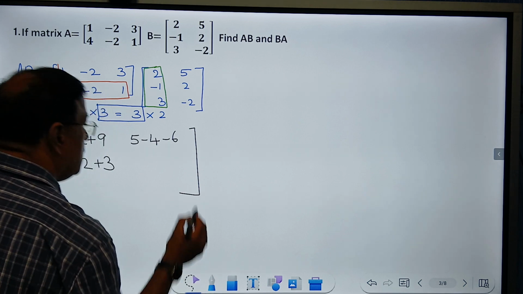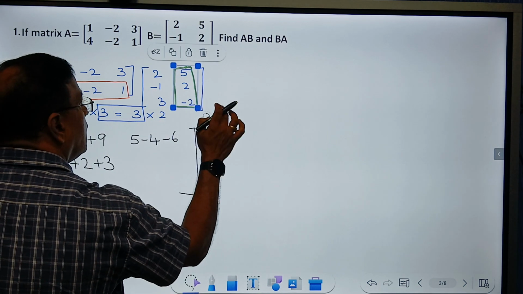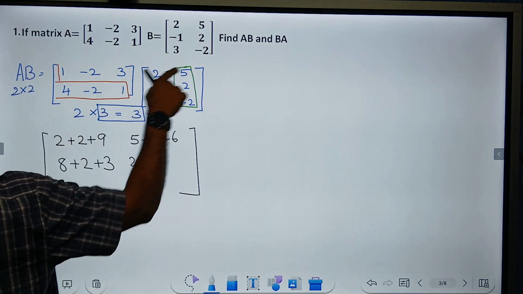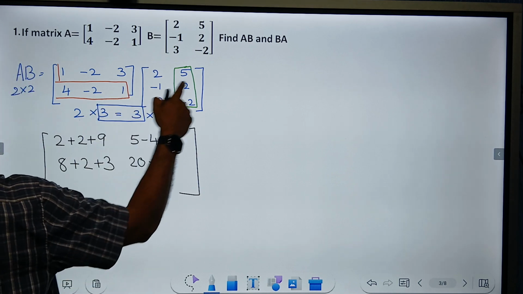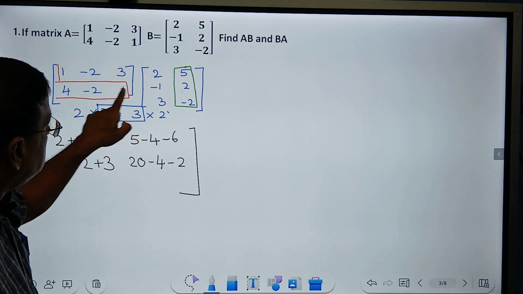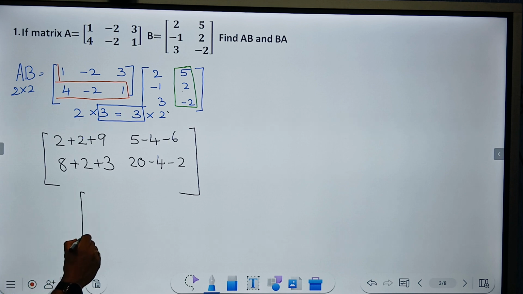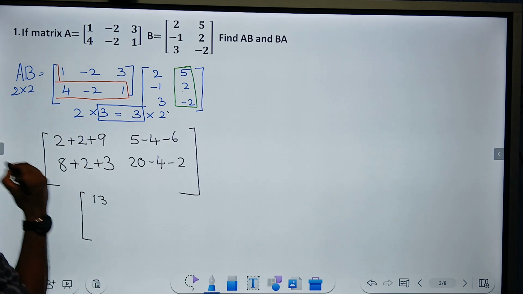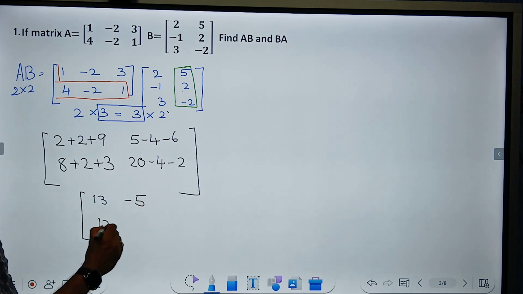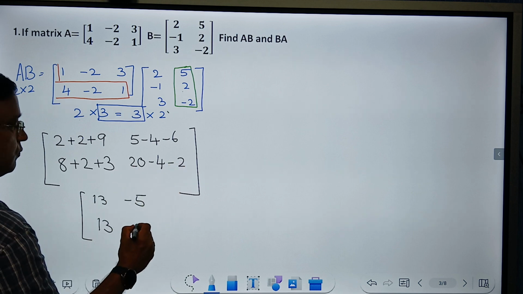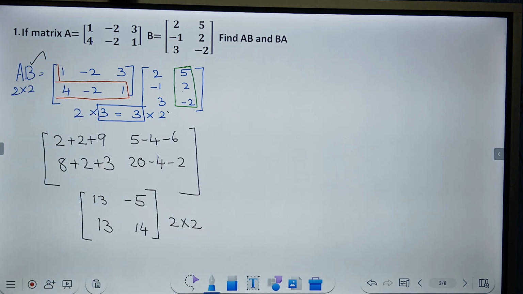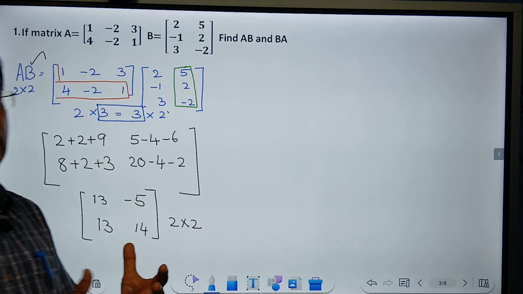Now, let's move this. Can you tell me what you get? That's right, this is 20. Then minus 4 and minus 2. See, 20 minus 4 minus 2. So what did you get? 13. This is minus 5. This is 13 again. And this is 14. Now what's the order? 2 by 2. Perfect, isn't it? So I hope you understood how to find AB.